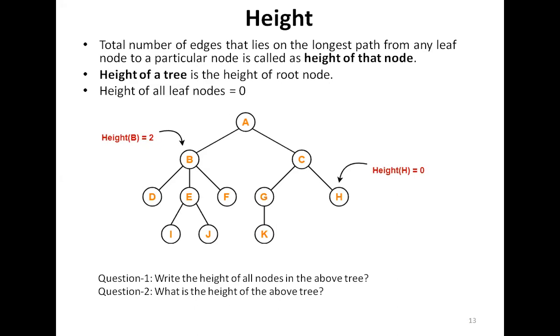Yes. Why 3? Sir, from A to I and J. Yes, the node with the highest height is the height of that tree. Okay, so node A has height 3, so that is the highest. So the height of this tree is 3. Okay.